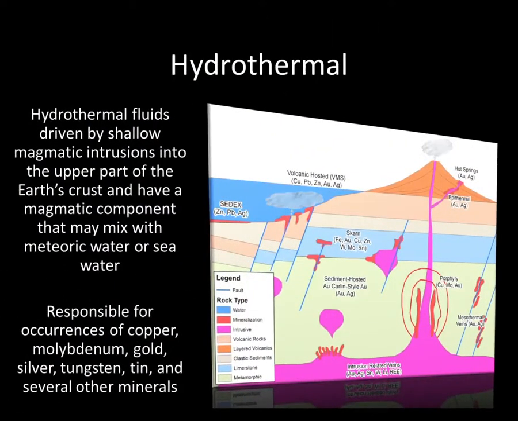Next up, the hydrothermal ore deposits. Hydrothermal deposits result from fluids put into motion by shallow magmatic intrusions in the upper part of the Earth's crust. The fluids have a magmatic component that may mix with meteoric water or seawater. These deposits are responsible for occurrences of copper, molybdenum, gold, silver, tungsten, tin, and several other minerals.